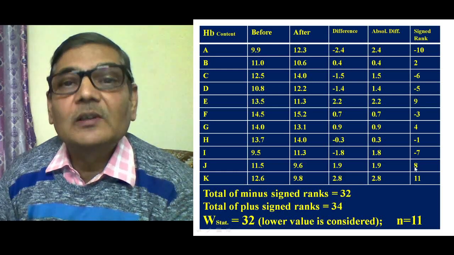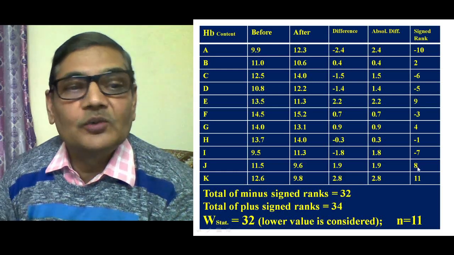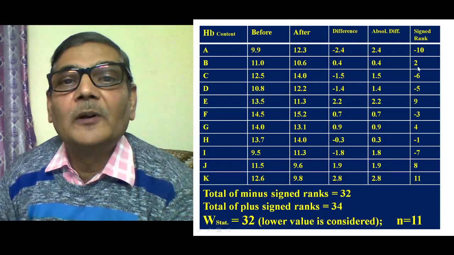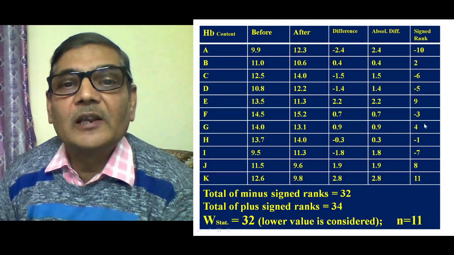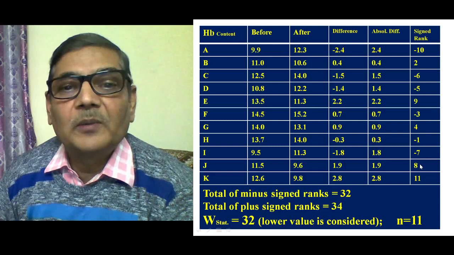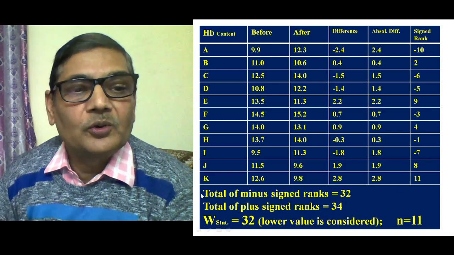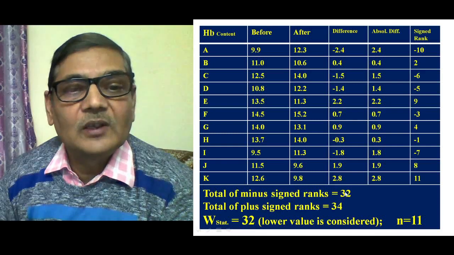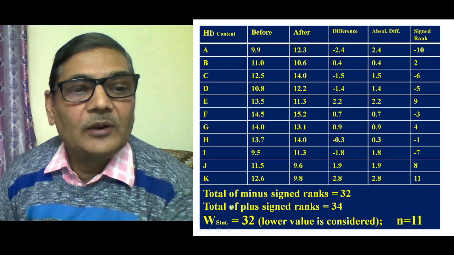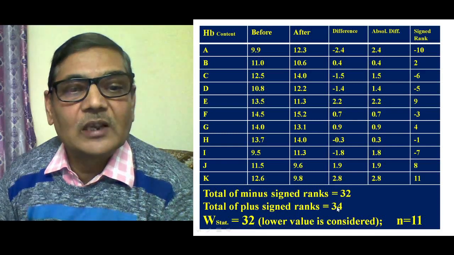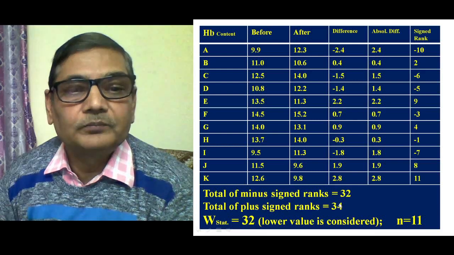And the plus signed ranks are 2 plus 9 plus 4 plus 8 plus 11. This total will come to 34. So the total of minus signed ranks has come to 32, and the total of plus signed ranks has come to 34.